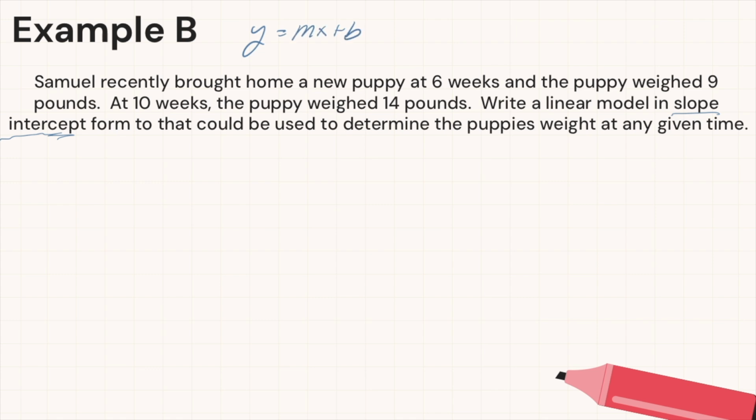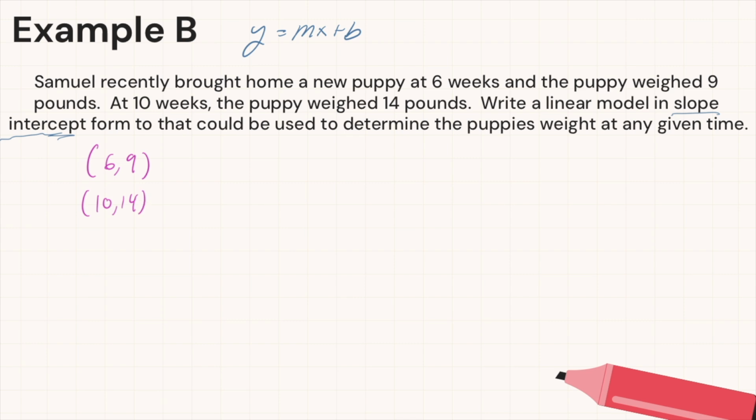All right, the only problem with that is we don't know the slope and we don't know the intercept. So other than that, we're doing great. The bad news is that we don't have that, but the good news is we do know how to find slope using 2 points, and we do have 2 points because we have the puppy's weight in weeks and 2 times, right? So we know that at 6 weeks it weighs 9 pounds, and at 10 weeks we know it weighs 14 pounds.